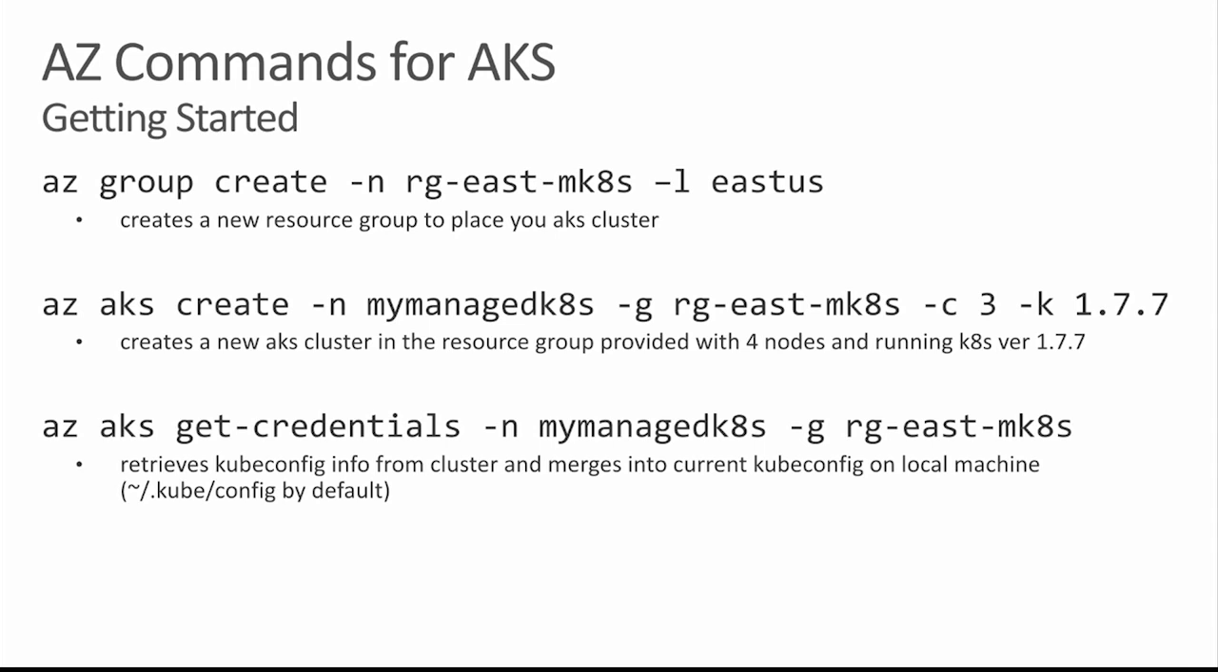Then you have the new az aks command. It's as simple as az aks create, the name of your cluster, the resource group you want to put the cluster in, the number of nodes you want, where c stands for agent count, and then the Kubernetes version that you want to deploy. By default, if you don't put k, we'll default to 1.7.7 today. And then you have az aks get-credentials. This is cool because we're pulling down from the fabric the kubeconfig file and merging it into your existing kubeconfig file for kubectl to work on your local machine.